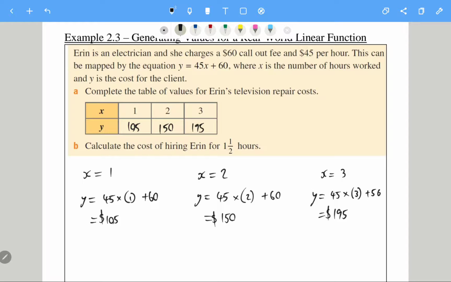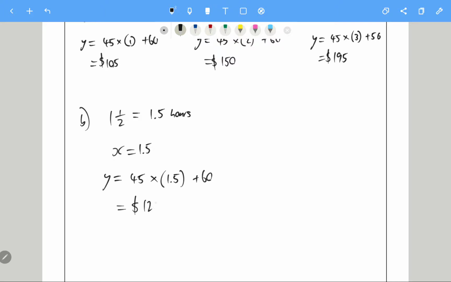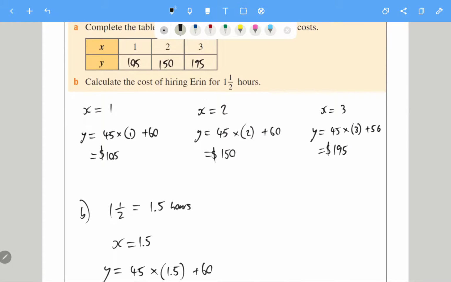Part B, though, asks something a bit more interesting. Calculate the cost of hiring Erin for 1.5 hours. Alrighty, well, good thing to know is that 1 and a half hours can be better written as 1.5 hours. From here, we can just substitute straight in. X equals 1.5, y is equal to 45 times 1.5 plus 60. Now it's time for the calculator, and we get 127.5. Now, some of you may know this might not be that realistic because often they might just round up to the nearest hour. So you might be paying for 2 hours anyway.